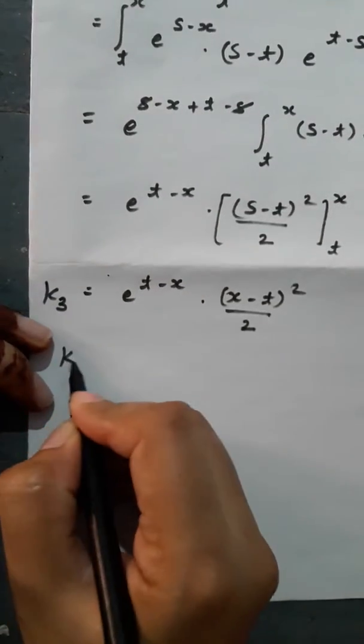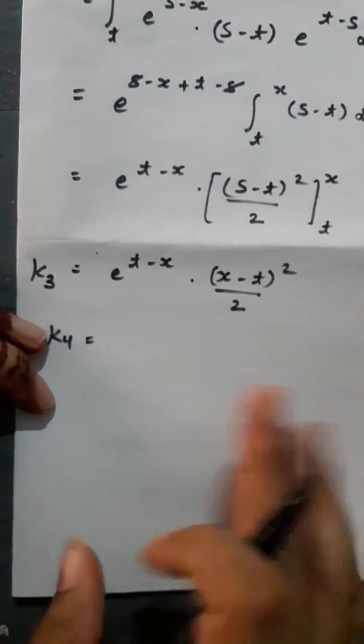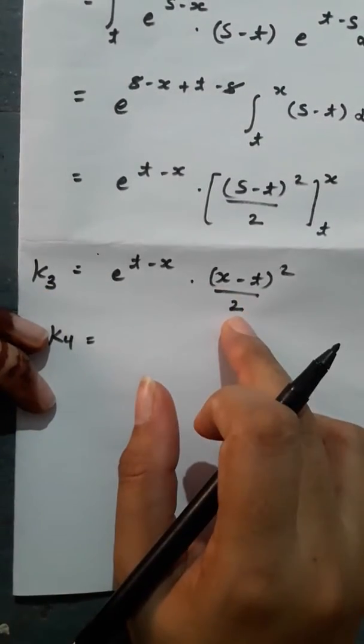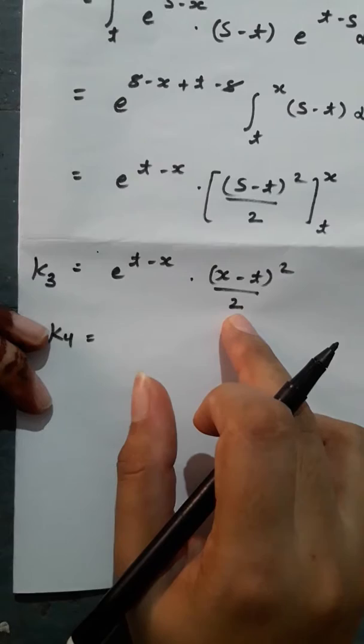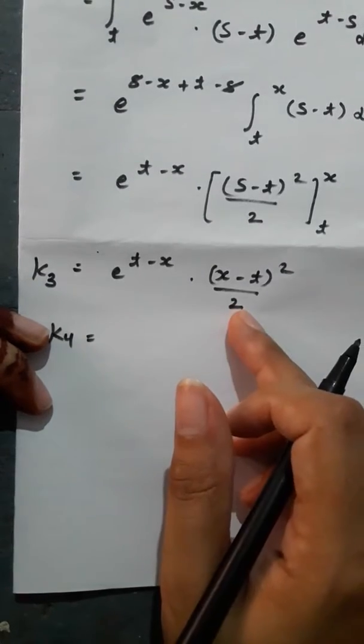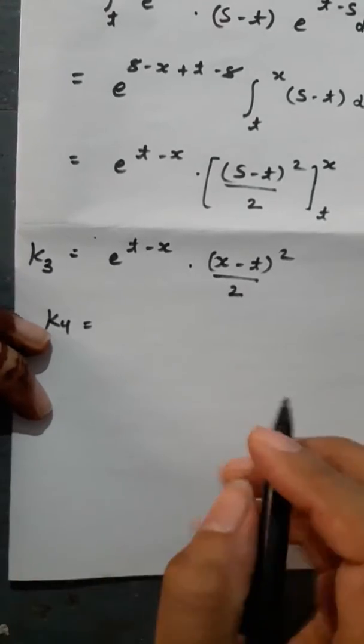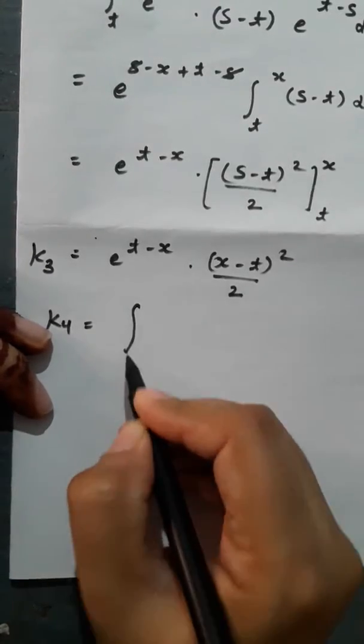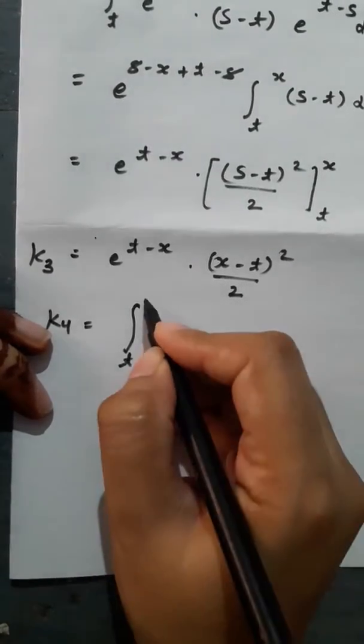Now find k4. See why I am going to find k4. This is k3, this is by 2. So maybe in the next term I'll get 2 square, or maybe factorial 2, so factorial 3 maybe I'll get. So that's why I'm going to find k4. Then I can generalize the next term.